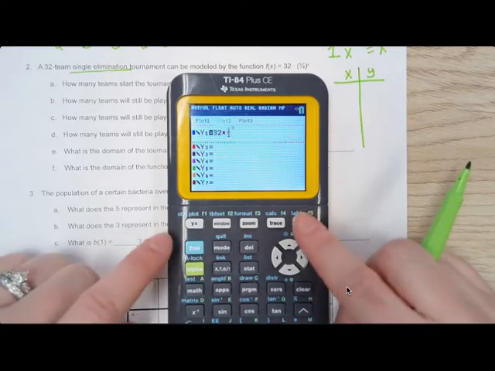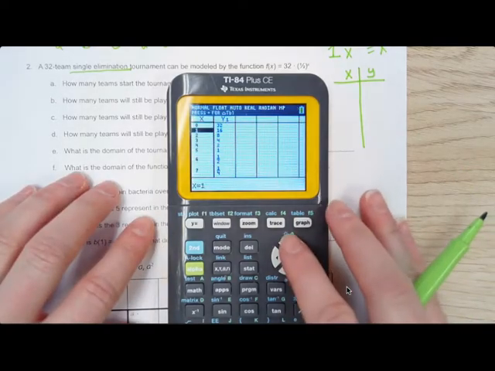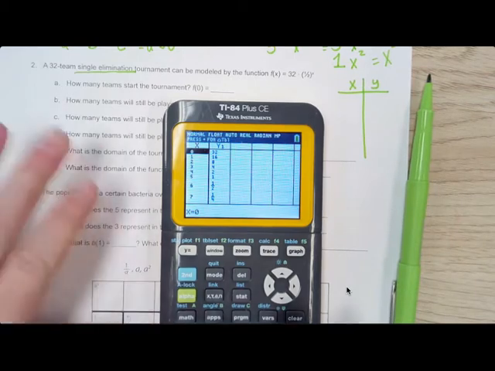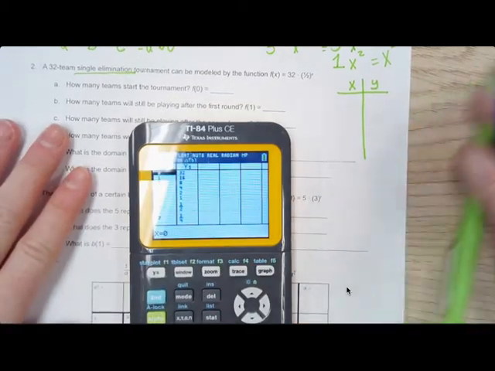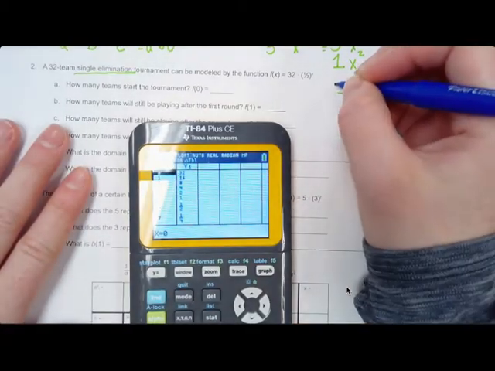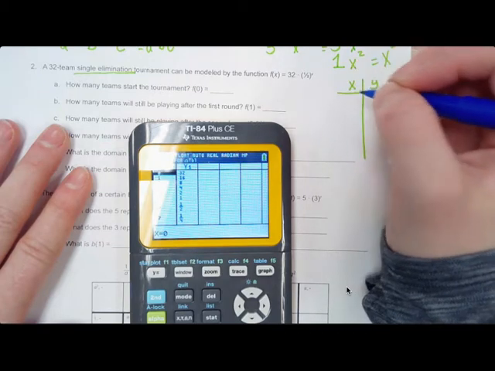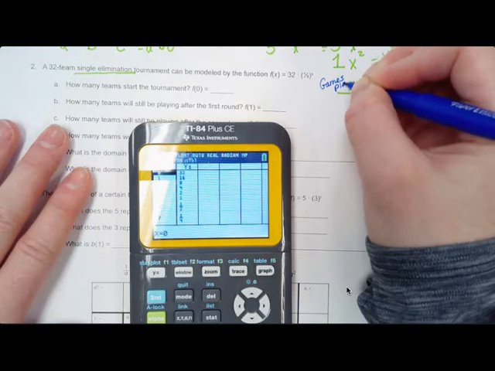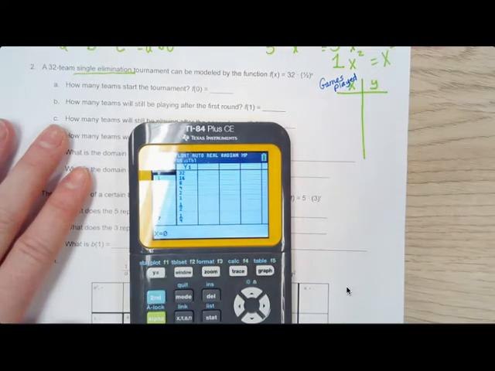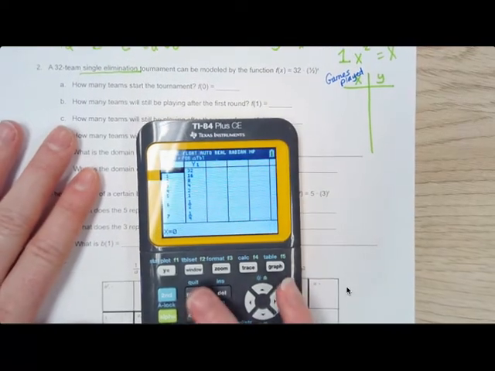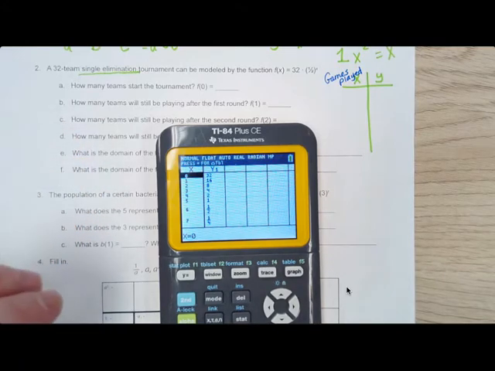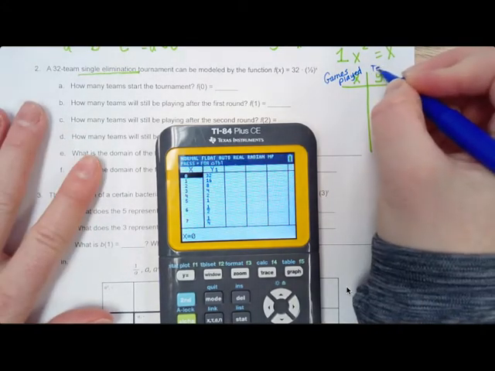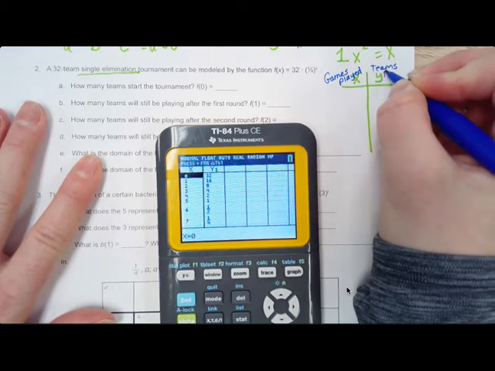Second graph. Okay, so let's write down first, what does x even represent? It's games played. And then what does y represent? How many teams are remaining. So teams remaining.